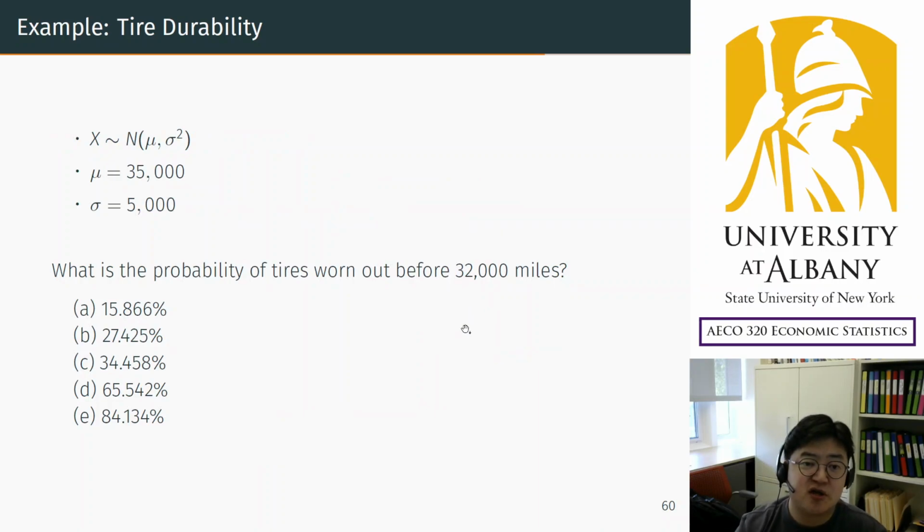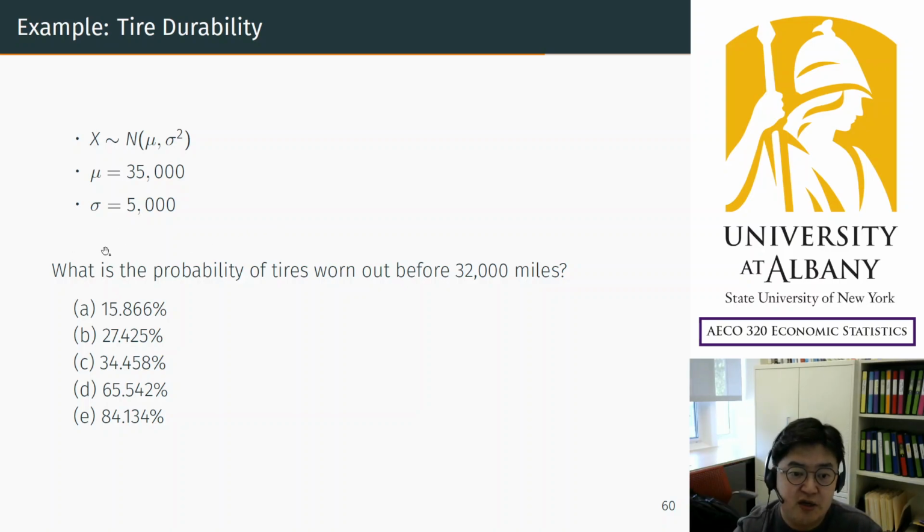So then, I will ask you another similar question. It is your turn. Calculate the probability that a tire is worn out before 32,000 miles. Same structure. Everything is the same, just different numbers. Try it by yourself. Okay. This is an important practice because we are going to use normal distribution in all the following chapters. So you have to practice how to calculate probability here so that we can use that skill in the next chapters.